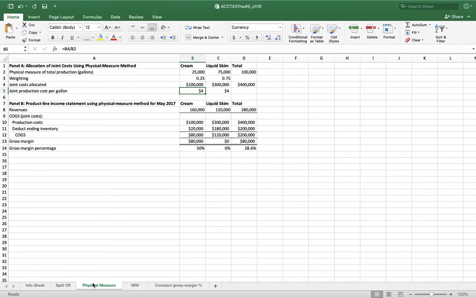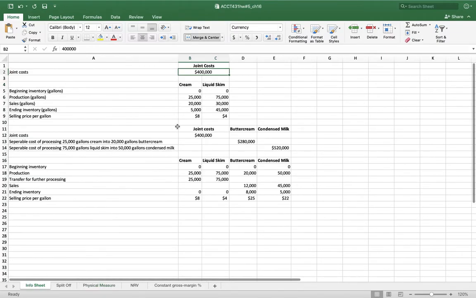Oh wait, actually, sorry. It is 400,000 divided by the weight. Okay. Revenues is the same. Sales times selling price given from the info sheet. Production costs is the weighting, so 0.25 times total joint cost allocated from the info sheet actually.